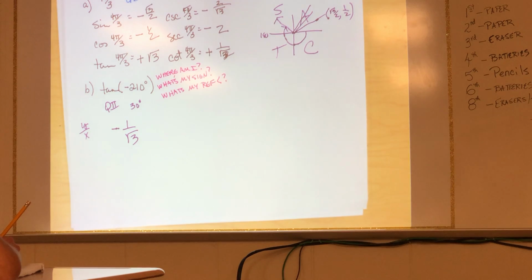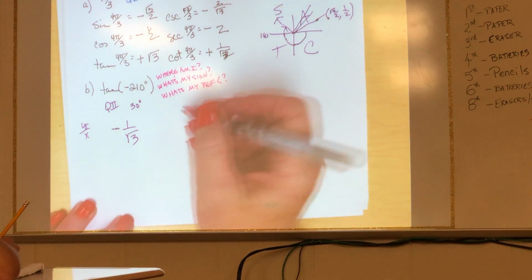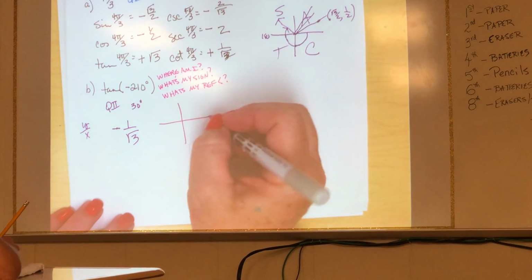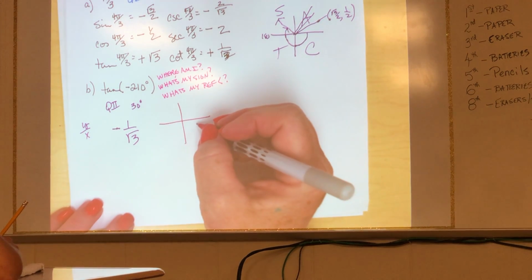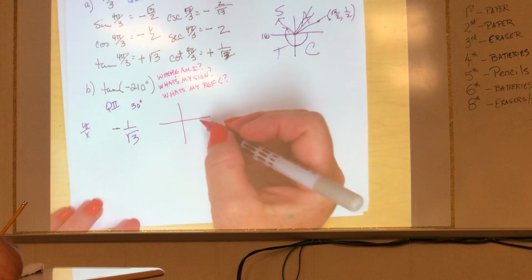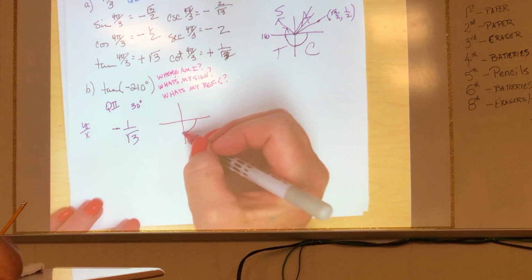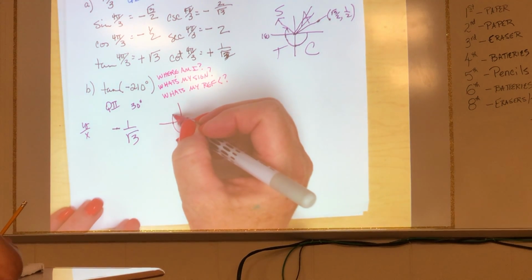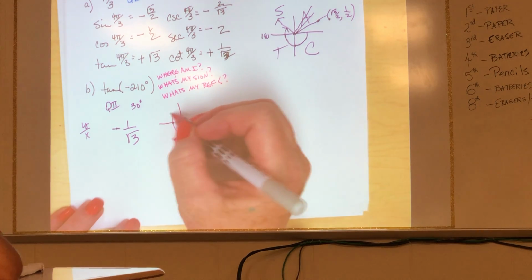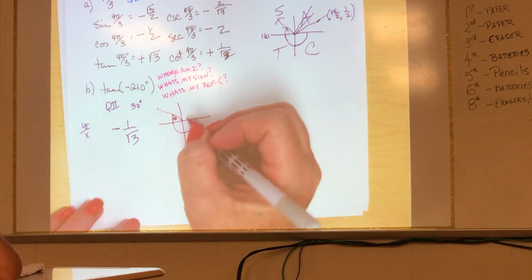Let me show you this. If you're a unit circle person, you want me to show you what you did? A unit circle person did this. He said negative 90, negative 180, negative 210. That's that 30. That's really that 150. Do you see what I'm saying?